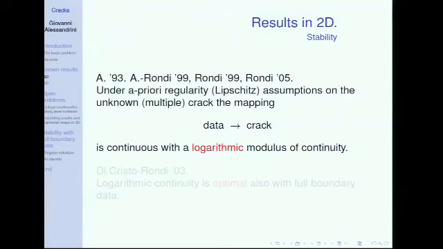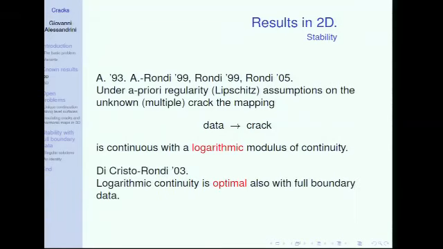And what is known also is that this logarithmic modulus of continuity is best possible. This was shown in a paper of Di Cristo and Rondi, in which they presented a wealth of counterexamples for several inverse boundary value problems, which have this logarithmic continuity as the best possible one.